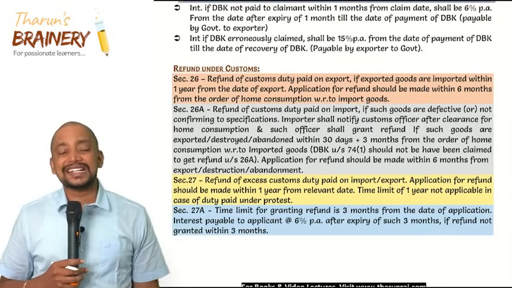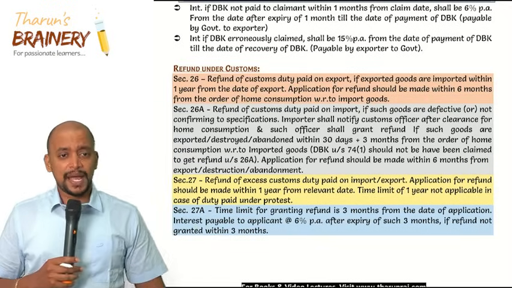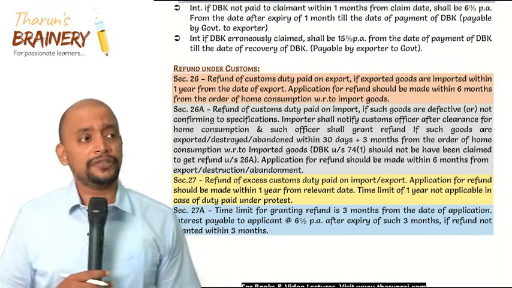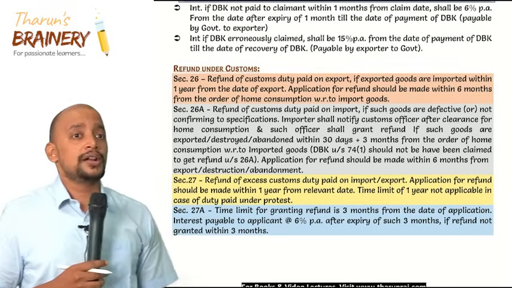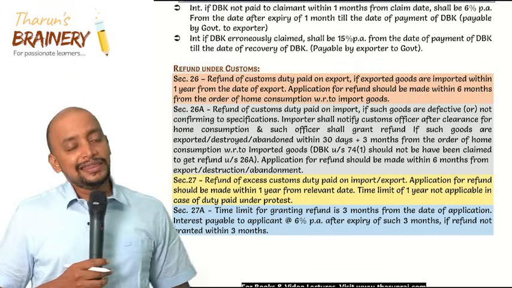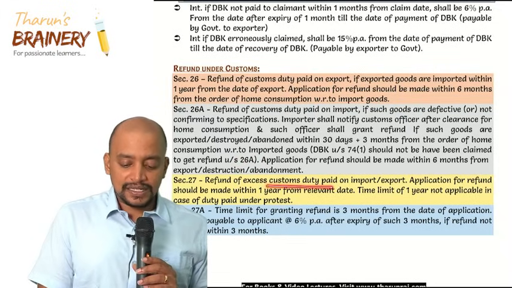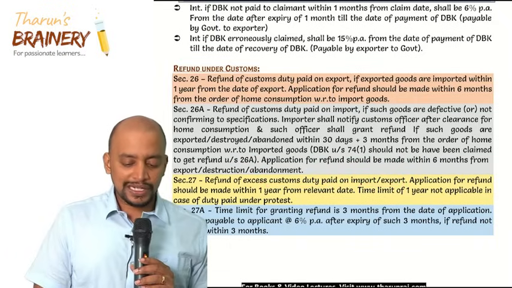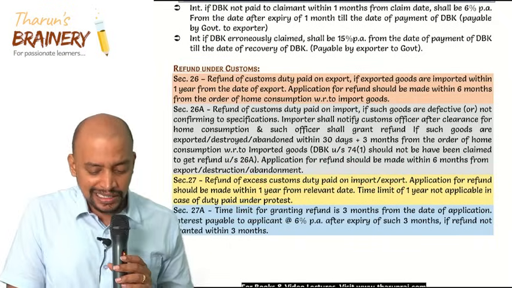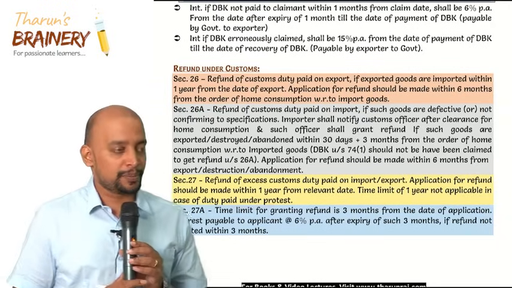Then section 27 is normal refund of customs duty. That is, by mistake we paid the customs duty in excess on account of wrong valuation or wrong classification. We paid by mistake wrong customs duty. Then we can get a refund of that. Refund of excess customs duty paid on import or export, and the application should be made within 1 year from relevant date, and the time limit of 1 year not applicable in case of duty paid under protest.